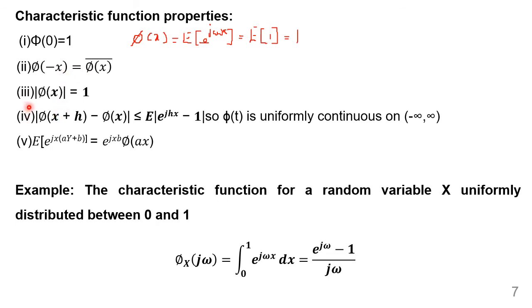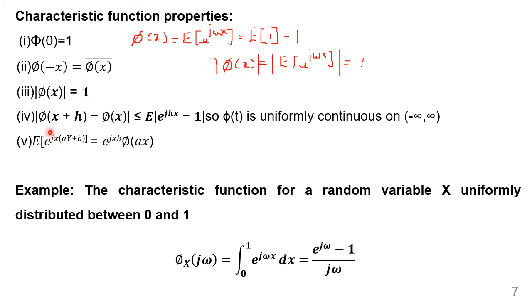Third one, the modulus of phi of x, the absolute value of phi of x is always less than or equal to 1. So here we know that when I take the absolute value, absolute value of phi of x is the absolute value of e to the power j omega x. And we know that the magnitude of this is always equal to 1. So therefore, this is 1.